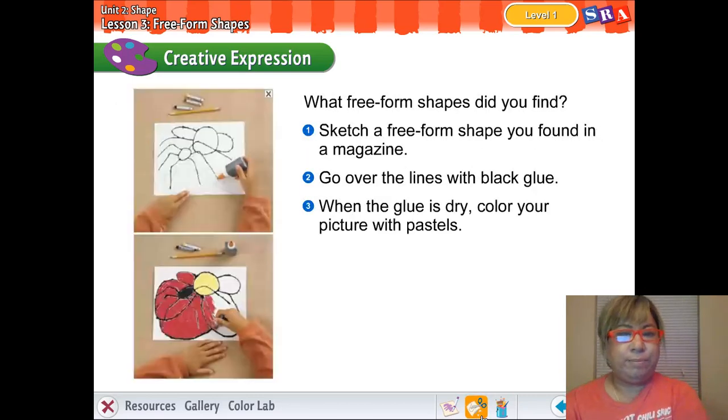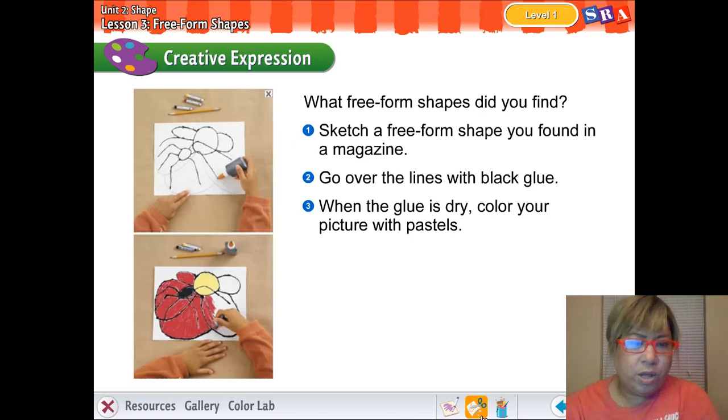So here's an example. What freeform shape did you find? Do you see how this is an example of someone, they drew a flower and they went over it with glue. They had different colored glue. But you can just use regular glue and go over the edge, trace the drawing, and give it an hour to dry, and once it's dry, you can go and color inside of it, just like this. Draw some type of freeform shape.